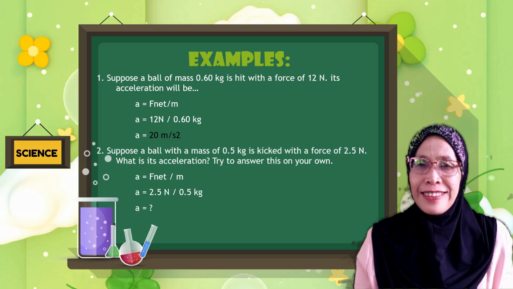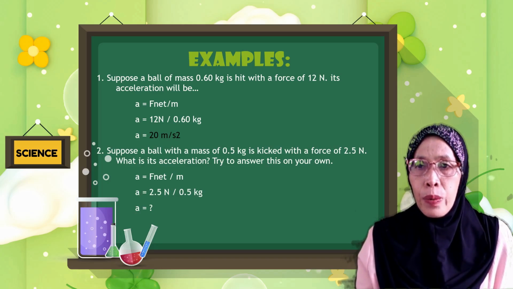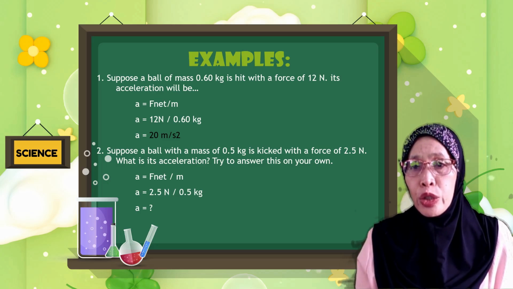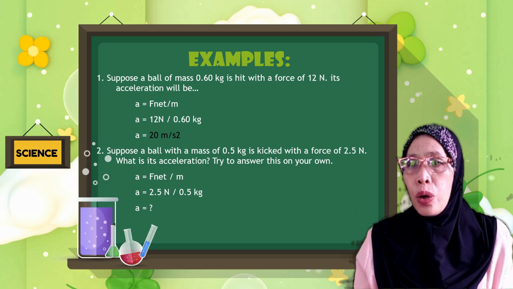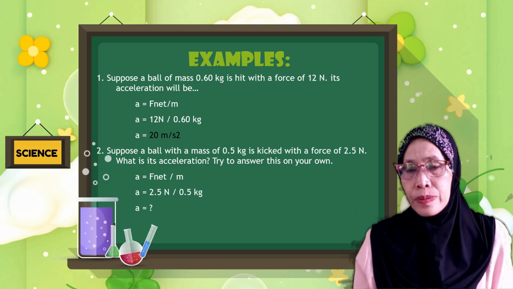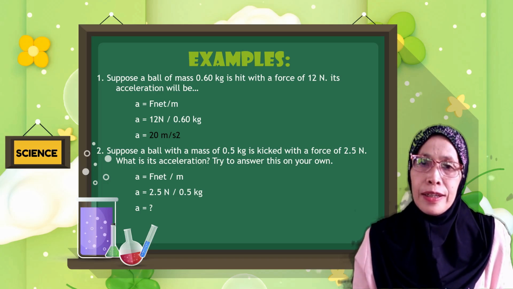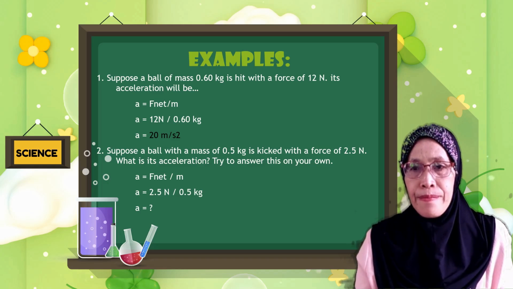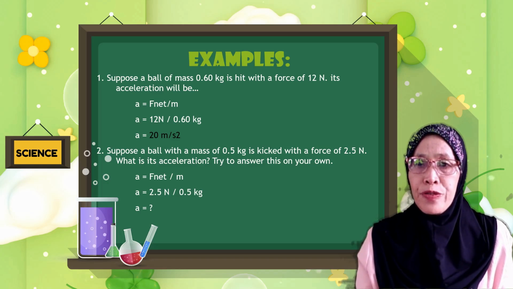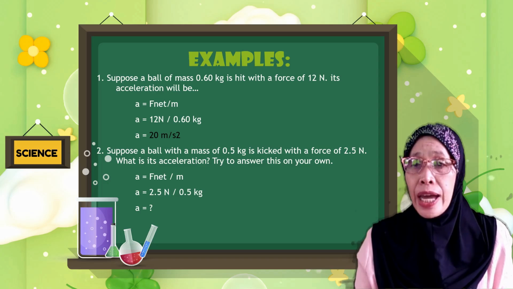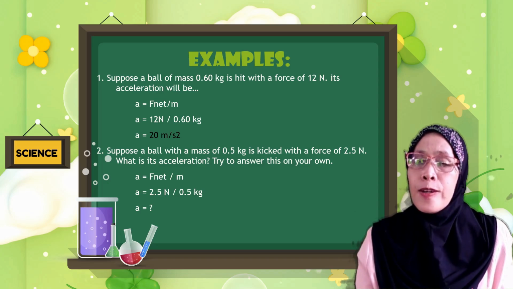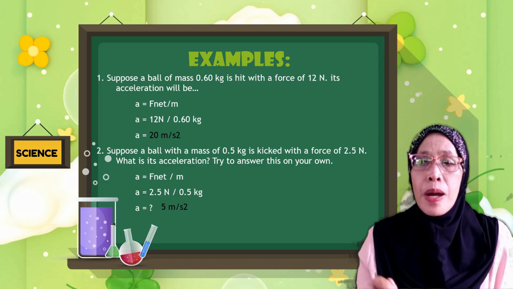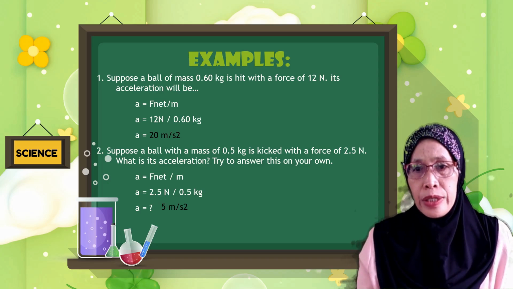Another example. A ball with a mass of 0.5 kilogram is kicked with a force of 2.5 Newton. What is its acceleration? Try to solve this on your own. I will give you time. Okay. a = F_net / m. a = 2.5 Newton divided by 0.5 kilogram. That is your mass. So acceleration is equal to 5 meter per second squared.